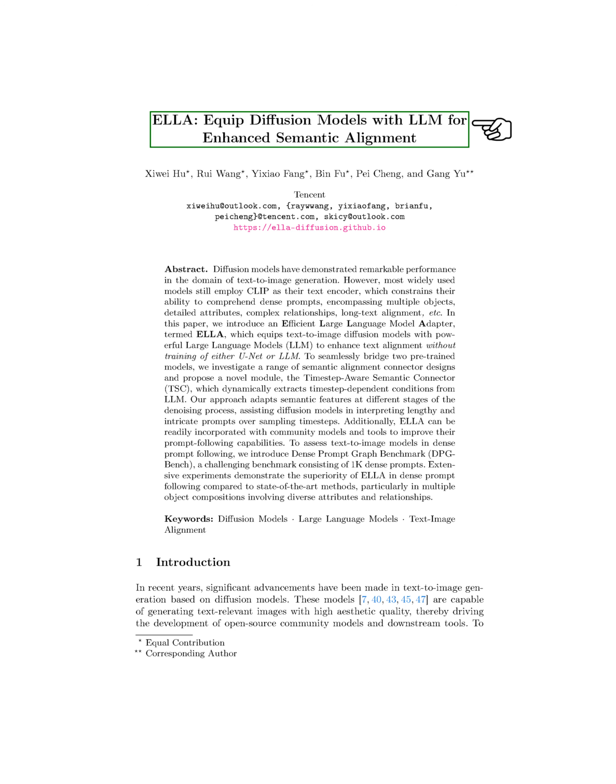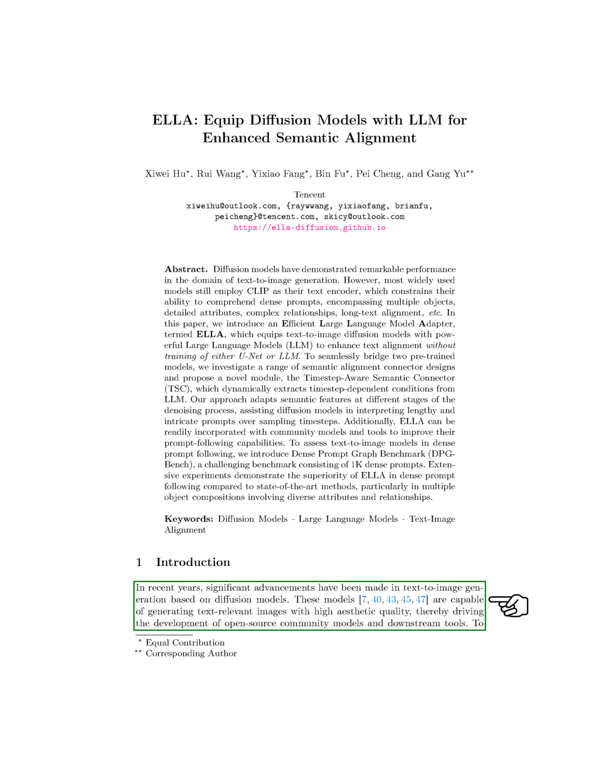Section: Introduction. In this section, we discuss recent advancements in text-to-image generation using diffusion models. These models have improved the generation of high-quality images based on text descriptions, leading to the development of open-source community models and tools.